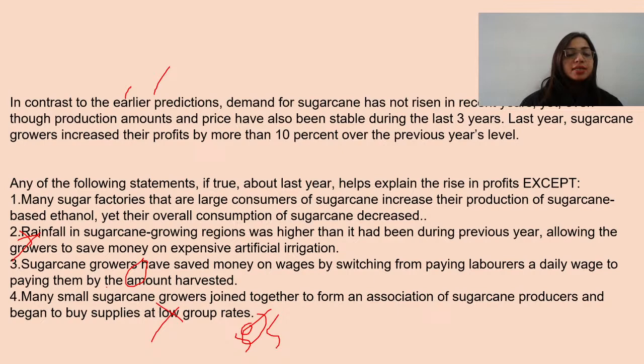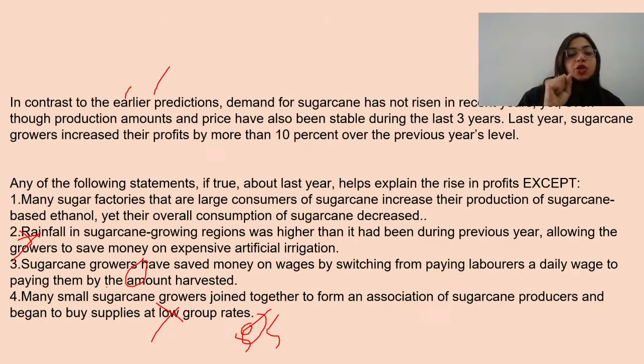Option 1 says many sugar factories that are large consumers of sugarcane increase their production of sugarcane based ethanol, yet their overall consumption of sugarcane decreased. They're saying sugarcane growers increase their profit. This can only happen when sugarcane growers sell it to their consumers who are sugar factories.